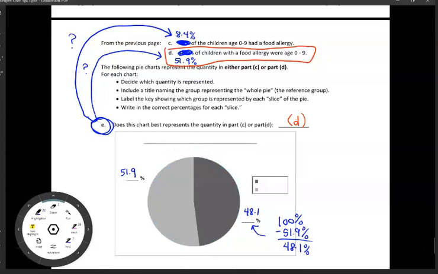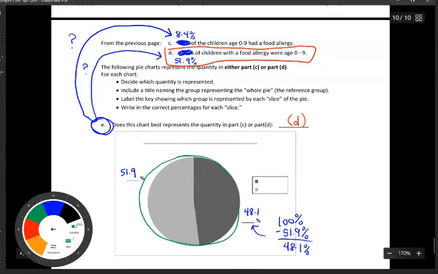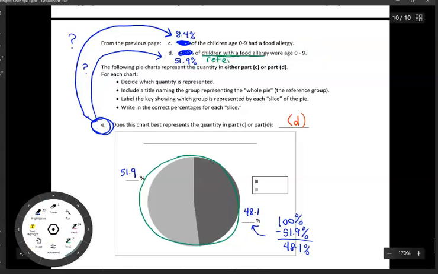But what are those regions even representing? What did this 51.9% represent? Well, the entire pie chart is representing my reference value. So what are we referencing? In part D, we're referencing all children with a food allergy. And we're splitting those up into 2 age groups, right? So my reference was all children with a food allergy. So this whole circle is going to represent all children with food allergies. And then we're taking that set and breaking it up into younger versus older.